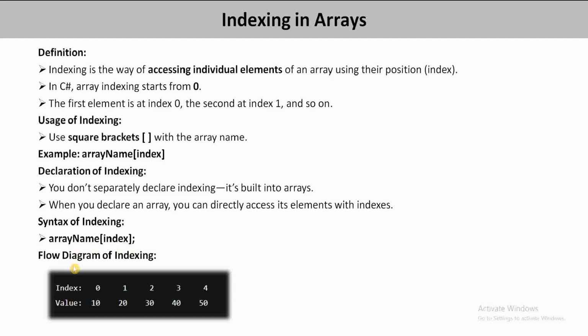Its flow diagram is as below. So here is the indexing and here are the values. We added 5 values from 10 to 50. So this is the total length, 5 elements we added into the array. And here the indexing runs from 0 to 4, not 0 to 5, only 0 to 4, because the total length is 5 and indexing starts from 0 to 4. So this is the concept of indexing.